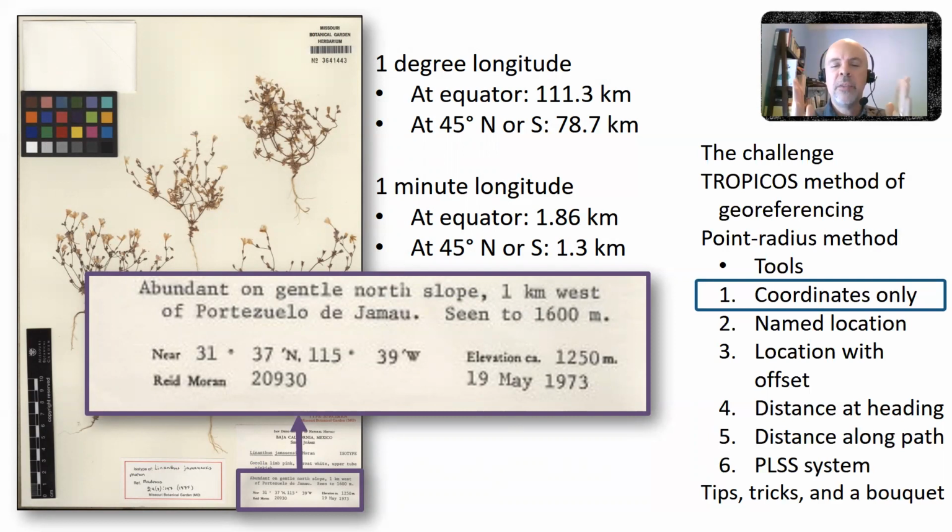However, at the equator, they are the farthest that they are from one another. And at the equator, they are about 111 kilometers from one another for 1 degree of longitude. And as you go north or south to 45 north or south, then they get closer, and the difference between 1 degree and the next degree is about 78 or 79 kilometers.